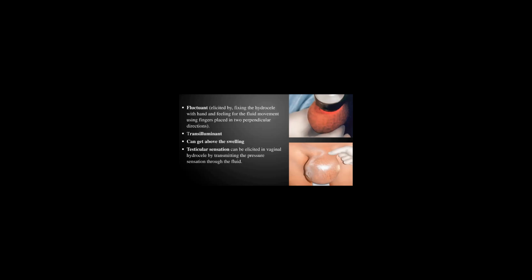Next is about the tests being done, that is, the fluctuation test. For the fluctuation test we have to fix the hydrocele with one hand, and then feel the fluid movement using the fingers of the other hand. If we hold the fingers in a perpendicular direction and try to move the swelling, we can feel the fluid movement. That test is called the fluctuation test. Inside, the content is fluid, so in hydrocele the fluctuation test will be positive. The swelling will be fluctuant.